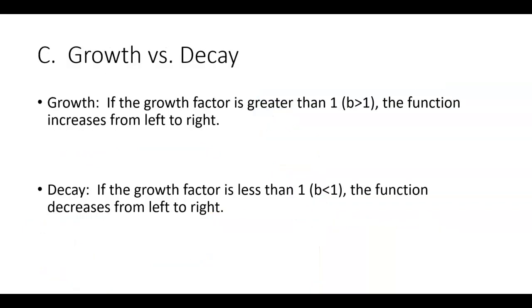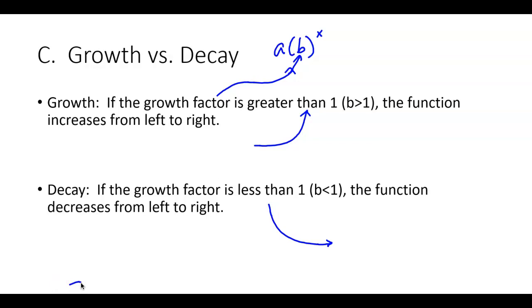All right, so here we go. Growth. If the growth factor, if you don't remember what that is, I'll remind you. That's the b value. If the growth factor is greater than 1, then the function increases from left to right. So draw a picture like that there. If the growth factor is less than 1, like 0.5, then it decreases from left to right like that. Technically, there's an arrow on the other side, but I like to think of direction moving to the right, because that's typically how we think of math, is moving to the right.